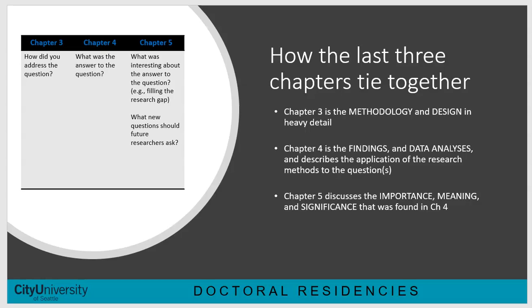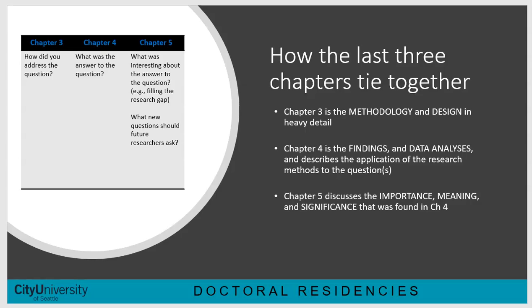If chapter 1 was the intro, 2 being the literature review, 3 is about how you answer the research question. Remember, the research question based on the problem statement really is the heart of your study, and so 3 is the recipe, if you will, for how you're going to address that. Chapter 4 is what was the answer to the question, and chapter 5 is really about what was interesting about answering that question. How do you fill that research gap that you discussed in the literature review, and what new questions should future researchers ask?